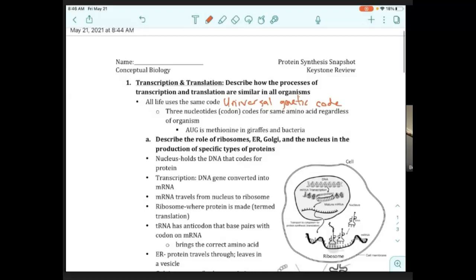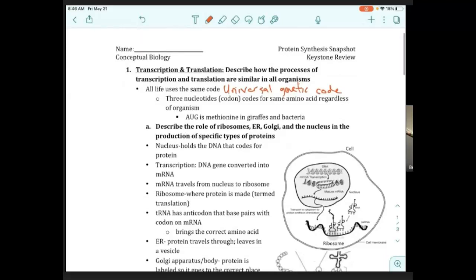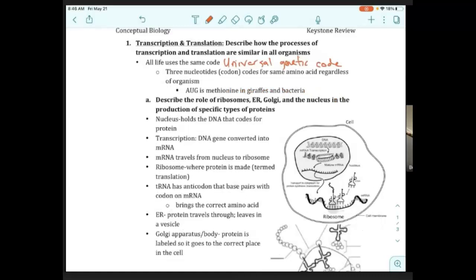This next one, where it says, describe the role of ribosomes, ER, Golgi, and the nucleus in the production of specific types of proteins. This is actually a review. We already talked about this, didn't we? Back when we talked about parts of the cells. We already know this, but let's just review it anyway. Remember, the nucleus holds the DNA that codes for protein, and maybe we can draw a line pointing to the nucleus, okay?